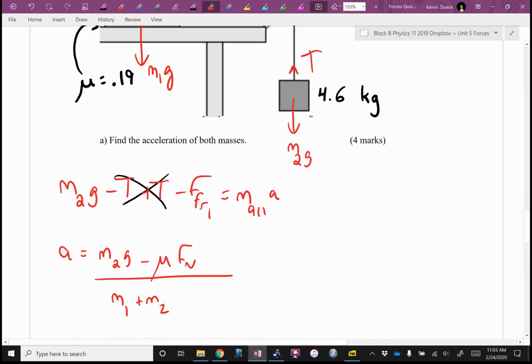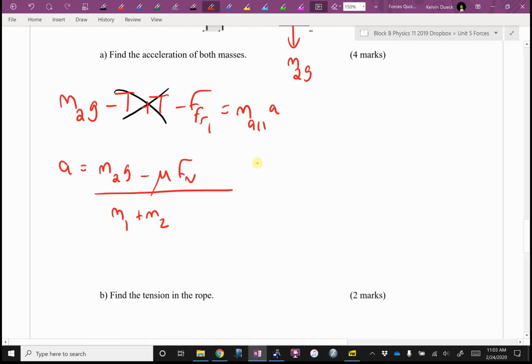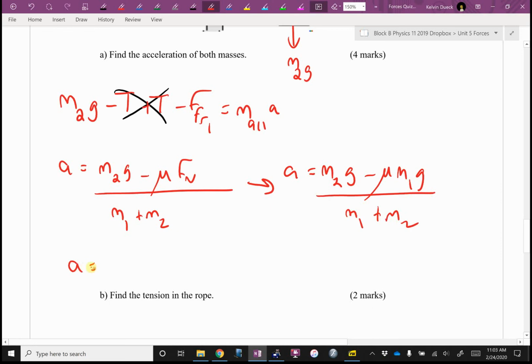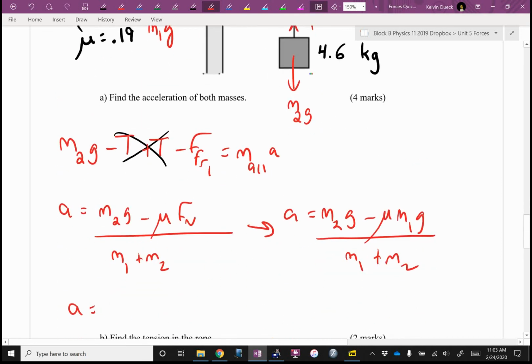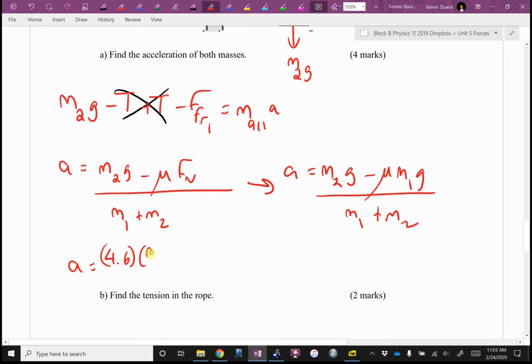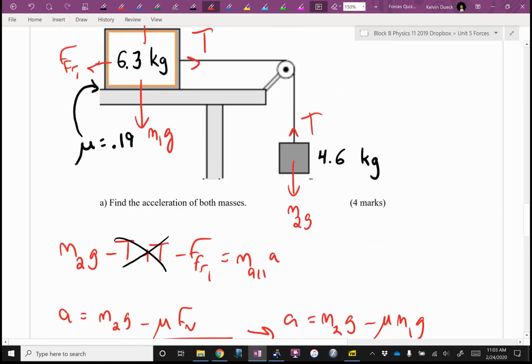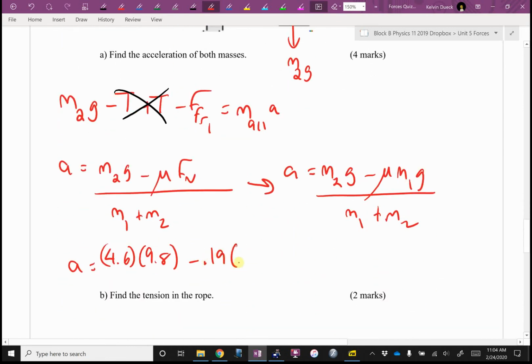Okay? So it's going to be... We got more room to go down one more line? I do. You know what? Let's go sideways. A equals m2g minus mu m1g all over m1 plus m2. A is going to be m2, 4.6 times 9.8 minus m1, 0.19 times 6.3 times 9.8 all over 6.3 plus 4.6. What's my built-in error check?